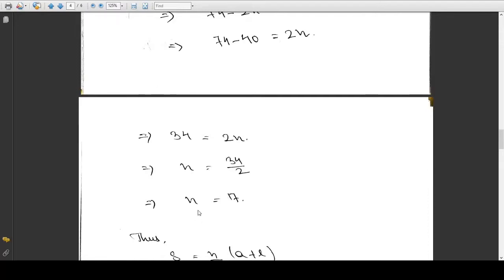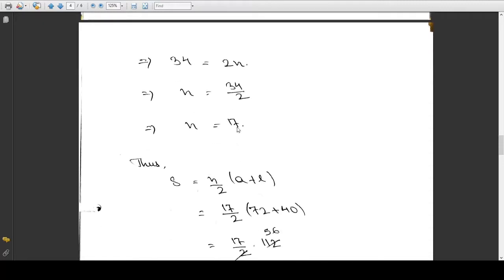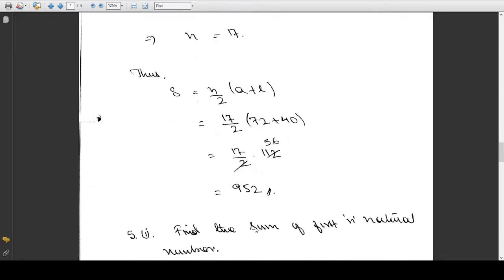Okay. Now for finding the sum, we'll simply use the second formula, n by 2 times (a plus l). What is n? N is 17. A is the first term 22 and the last term is 40. Now 17 by 2, and within the bracket 22 plus 40 is 62. You can cancel the 2 and 62 by going with 31. 31 multiplied by 17 is 527, the sum of the given series. Clear? Now we'll move to number 5.